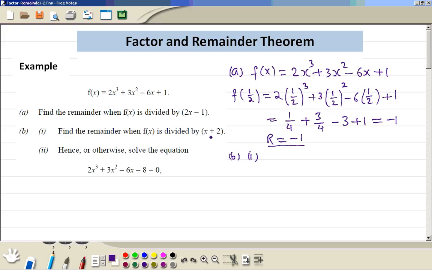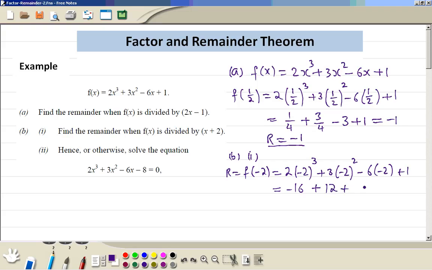So we substitute x equal to minus 2 into the polynomial. So the remainder equal to f of minus 2. So 2 times minus 2 cubed, 3 times minus 2 squared, minus 6 times minus 2 plus 1. So we got minus 8 times 2, that's minus 16. 3 times 4 is 12. Minus 6 times minus 2 is 12 plus 1. So this is 25, take away 16 is 9. So the remainder is 9.